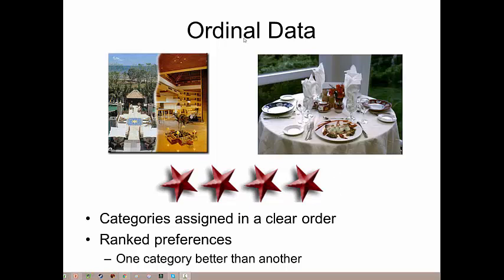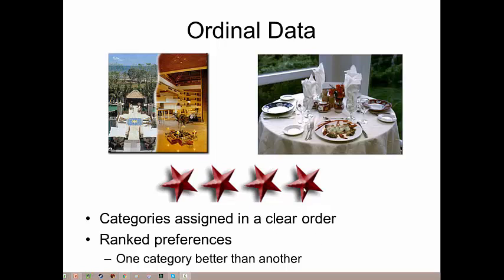The next type of data we're going to talk about is ordinal data, because even though we don't use it in statistics and in research too much, we do run into it all the time out in the real world. Essentially, ordinal data comes from a scale in which categories can be assigned in a clear order.